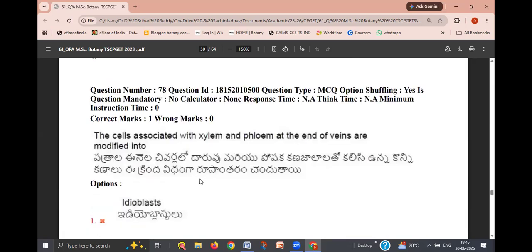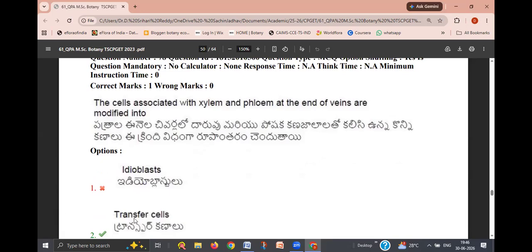Next, the cells associated with the xylem and phloem at the end of veins are modified into what? So they are transfer cells. They are parenchyma cells which are present at the ends of the vascular bundles, particularly xylem and phloem, and they facilitate the entry of the ions on a large scale. These transfer cells are present at the ends of the veins. Okay, next.